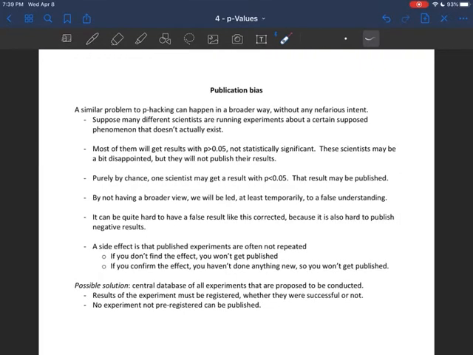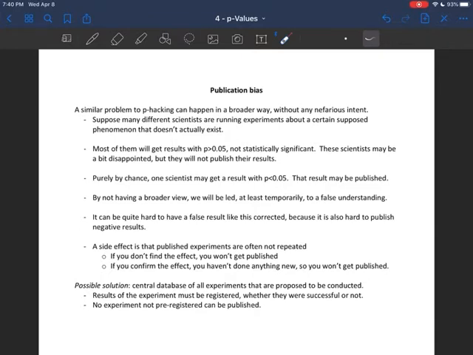So imagine a similar setup where each of those experiments that I ran back here, so there are 40 of them, imagine that instead of me running them and looking through them, it had been 40 individual scientists who had run the experiments. They all run different experiments, looking for a phenomenon that doesn't actually exist. Most of them will get results that are not statistically significant. They have a p-value greater than 0.05.